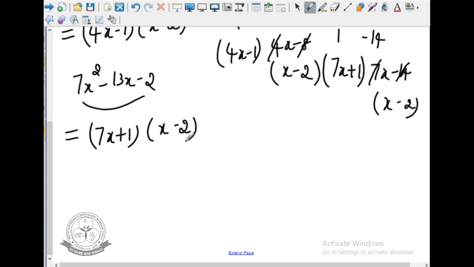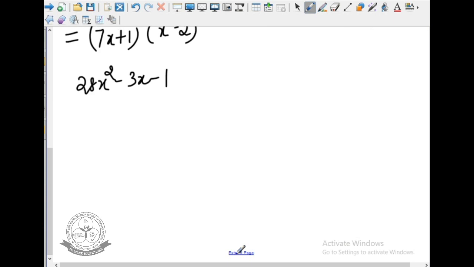Next I am going to take the third one, that is 28x² − 3x − 1. Here also the multiplication term is minus 28, the addition term is minus 3. So that is 7 fours are 28.